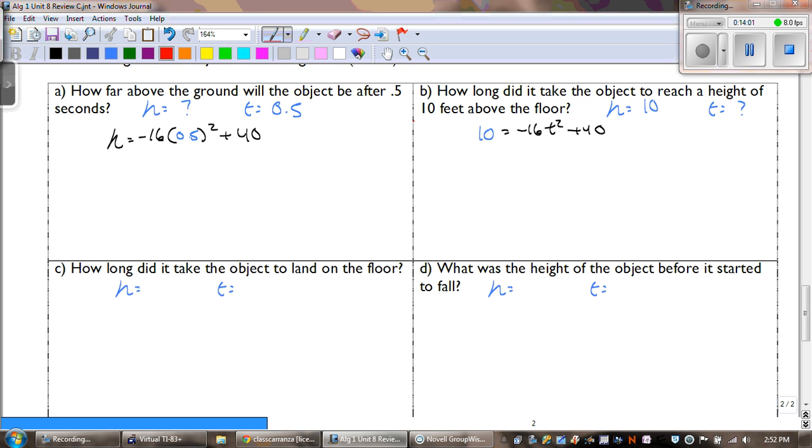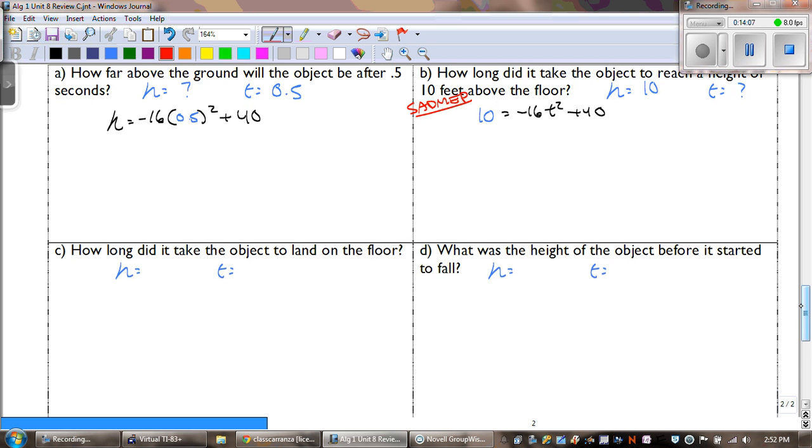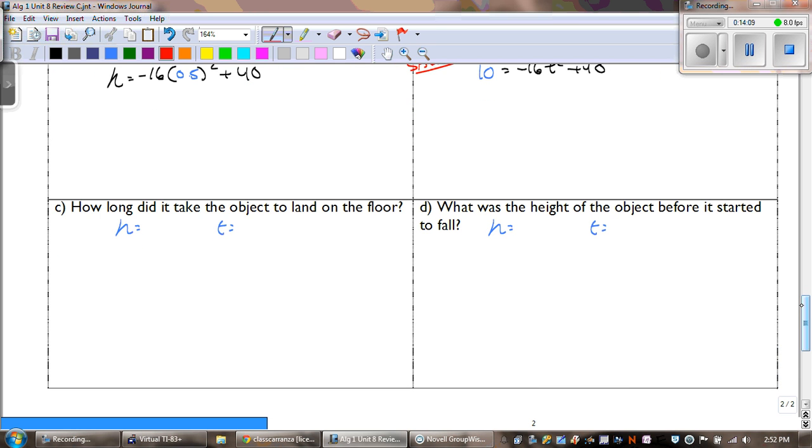And guys, I would use SADMAP to solve that. C, how long did it take for the object to land on the floor? Well, they're telling you right there that the height is 0, and you're trying to find the time. So 0 equals negative 16t squared plus 40. And just like the last one, I would use SADMAP.